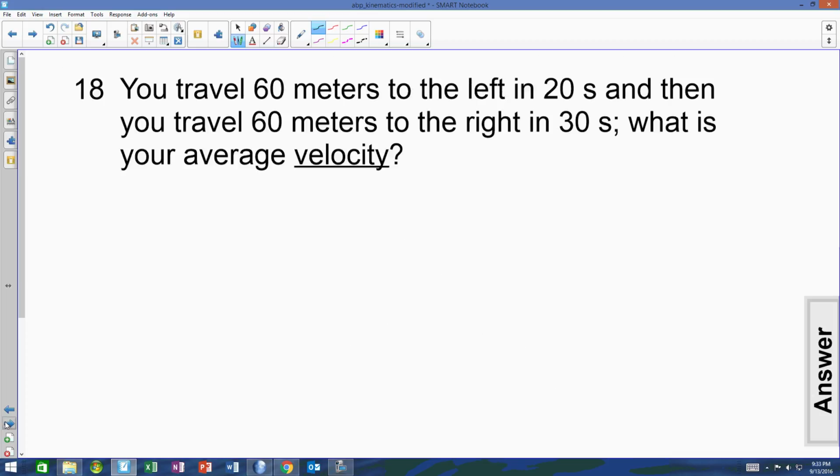You travel 60 meters to the left in 20 seconds, and then you travel 60 meters to the right in 30 seconds. What is your average velocity? Okay, go ahead and pause the video and see if you can solve this problem. Okay, so let's take a look at the solution.